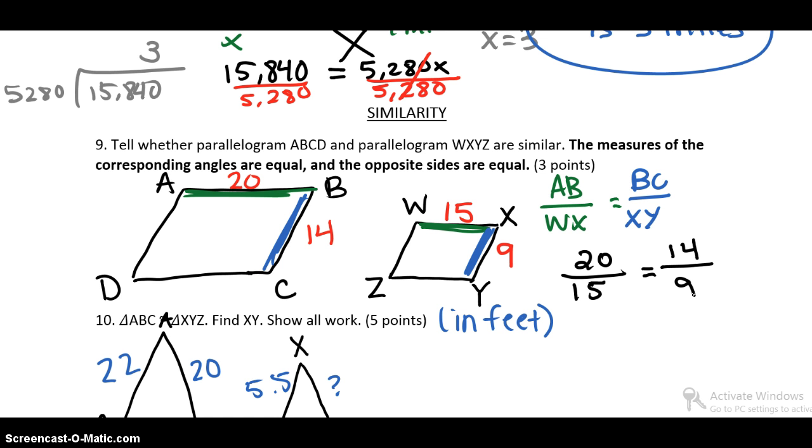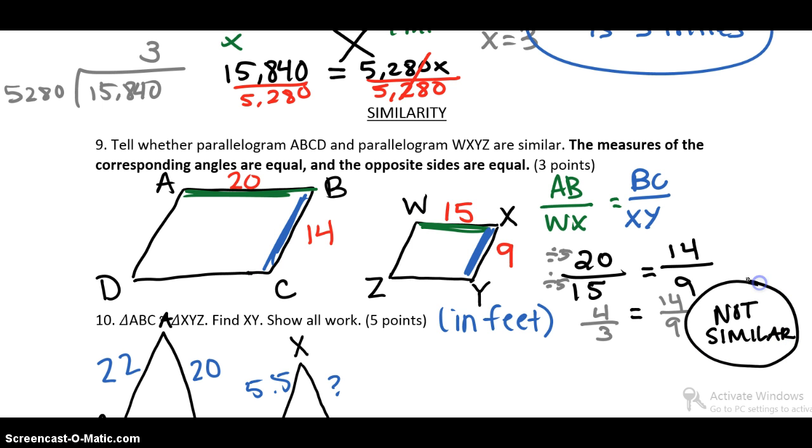Now, to determine whether or not they are similar, we're going to actually simplify our ratios here. So 20 over 15, we can actually divide by 5 here, and we end up getting 4/3. And 14/9 we actually cannot simplify any. So we're going to have 14/9 down here. And since they do not equal the same proportion, we end up determining that these are not similar. So these two parallelograms are not similar.